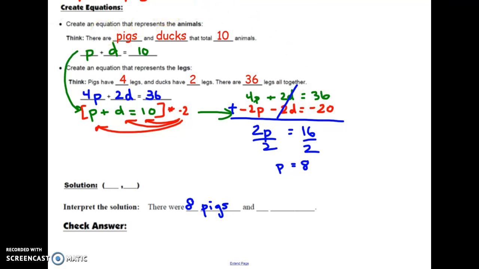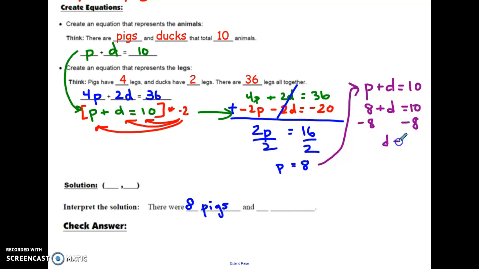Lucky him. Okay, so if there are 8 pigs, we have 2 equations to choose from. I'm going to pick the easier equation, which is much simpler than the other one. I'm going to pick this one, P plus D equals 10. If there are 8 pigs, of course there must be 2 ducks. So to show the math all fancy, you would have something that looks like this.